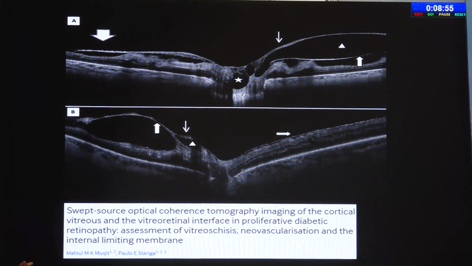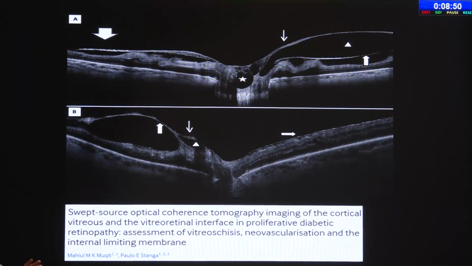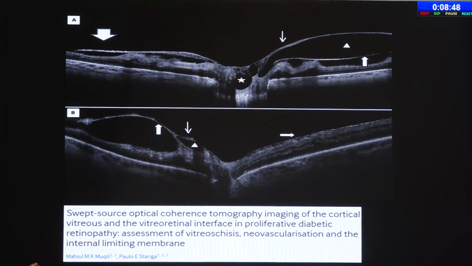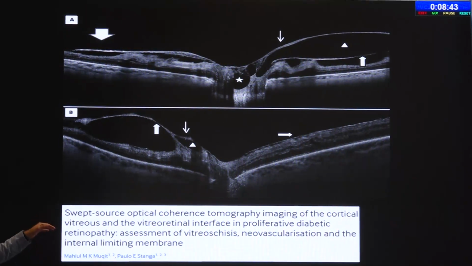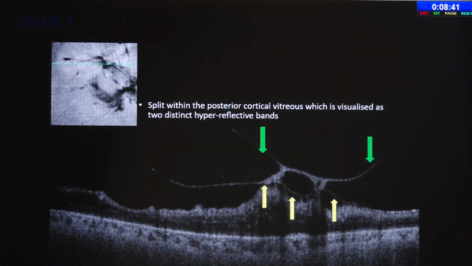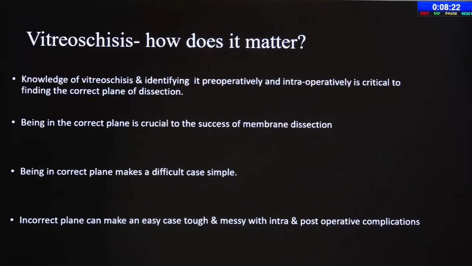This is not a new concept. It's been studied by Dr. Paulo Stanga's group from the UK, where they found swept source OCT to be very useful to distinguish the vitreoretinal interface, especially vitreoschisis cases. Here you can see the two leaflets of the vitreoschisis. This is one of our own cases. What we wanted to say is that if you dissect just under the green arrows, you're going to get the wrong plane and leave all this tissue there. You have to make sure you are in the plane of the yellow arrows. And when you have an OCT, you are aware that such a plane exists. So this is the importance.